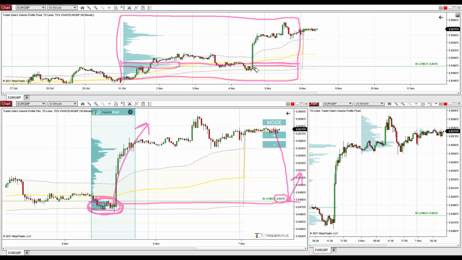All right, those heavy volumes accumulated throughout the whole week, right there, weekly point of control, adds strength to our level, which is close, 0.8478. All right, so those are the reasons I expect a reaction from this support.